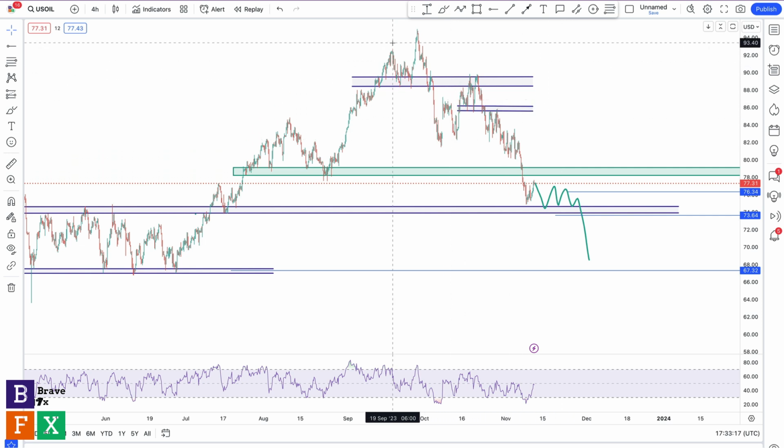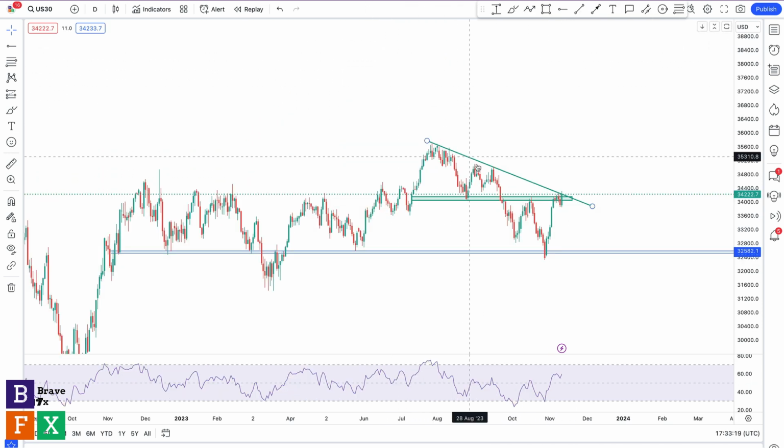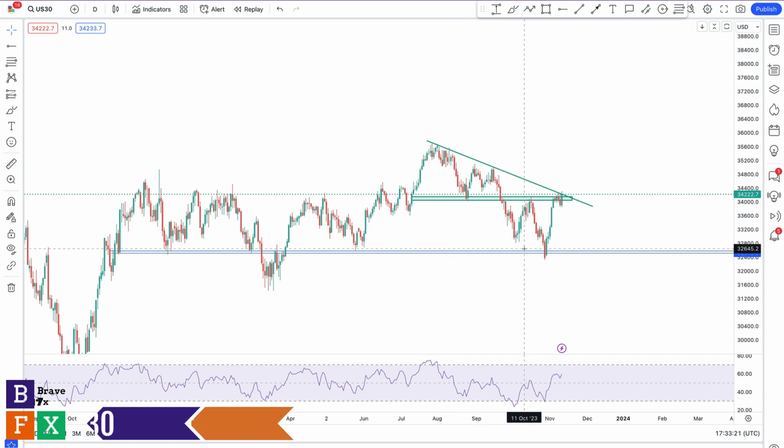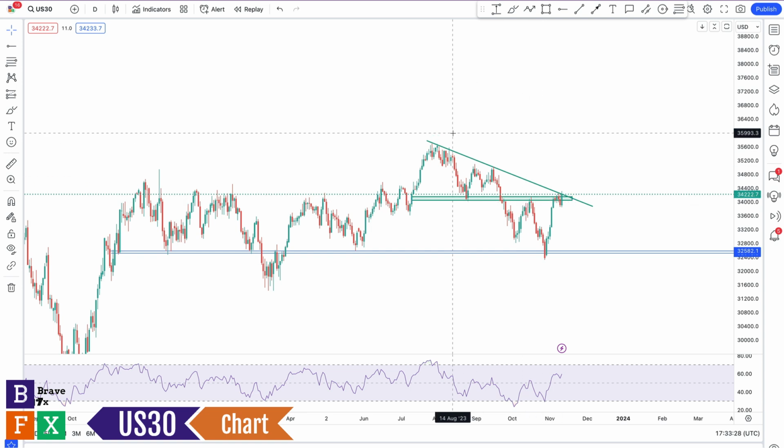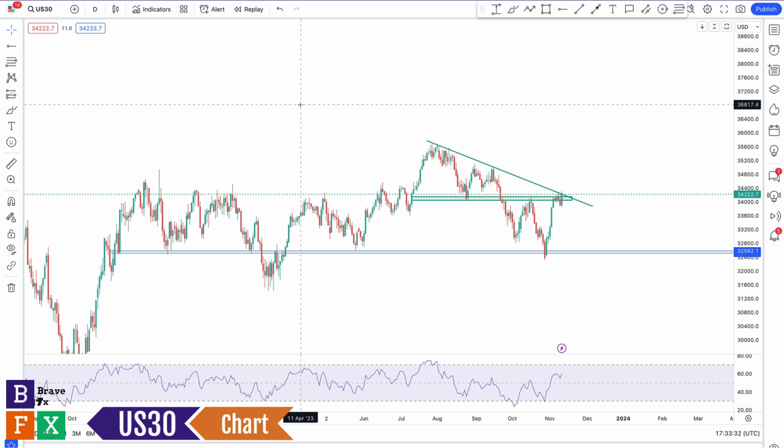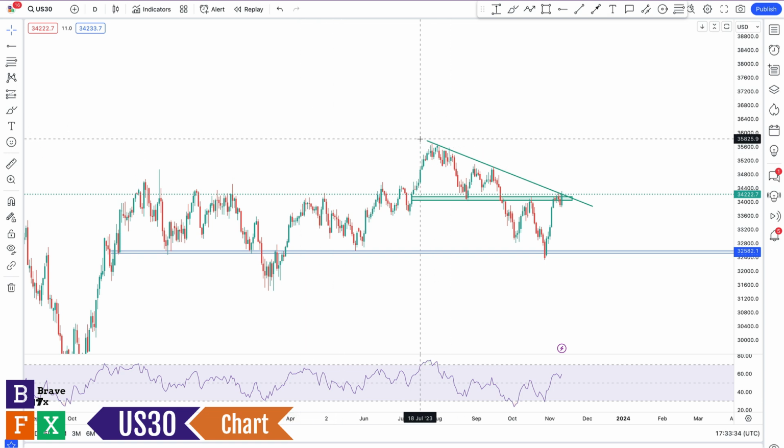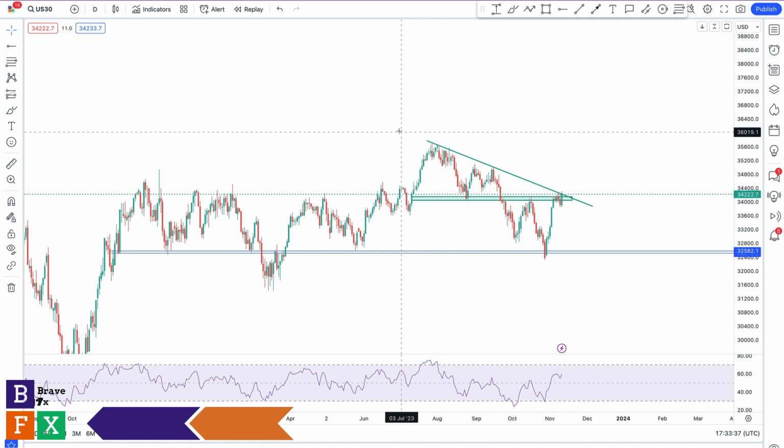Lastly, for today's video, I'm going to talk about US30. So this is something I also discussed last week when we talked about Nasdaq, US30, which is Dow Jones, and the S&P 500. So right now, US30, similar to what we have on Nasdaq, seems to be itching towards taking out this trend line, right?